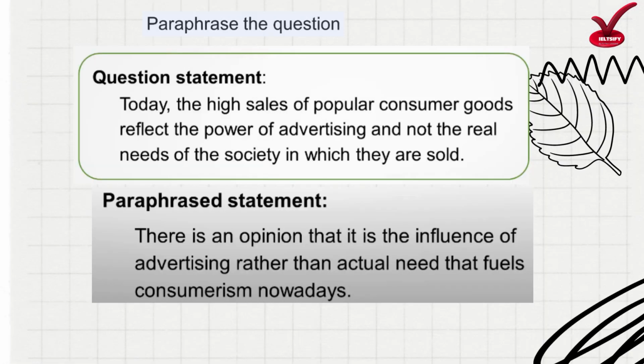Start by paraphrasing the question. Introduction. By paraphrasing the statement's sentence of the question, the statement is that today's high sales of popular consumer goods reflect the power of advertising and not the real needs of the society in which they are sold, and this is how I've paraphrased it. There is an opinion that it is the influence of advertising rather than actual needs that fuels consumerism nowadays. Note that I've used some of the alternative vocabulary I listed, although it's fine to repeat 1 or 2 words if you need to. Above all, your language must sound natural.